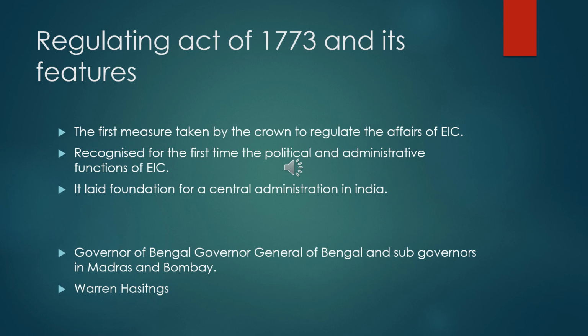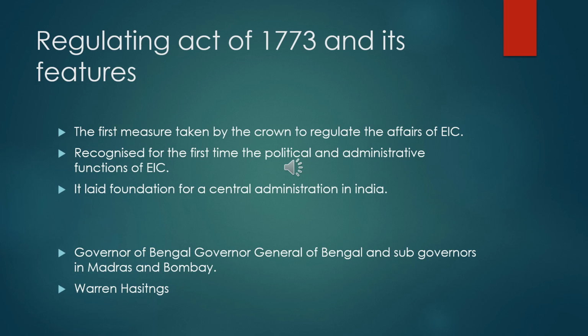We will start with the Regulating Act of 1773, which was passed by the British Parliament. This act is important because of three reasons. First, it was the first measure taken by the Crown or the British government to regulate the affairs of the East India Company.